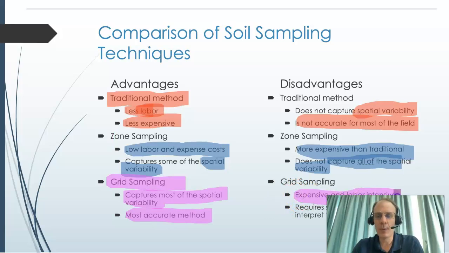In this example, just to give you an idea, traditional sampling is one soil sample. Zone sampling could be 4 to 5. But in grid sampling, these could be from 20 to 100 samples, which will be more expensive and more labor intensive. It also requires software to interpret the data and create maps.